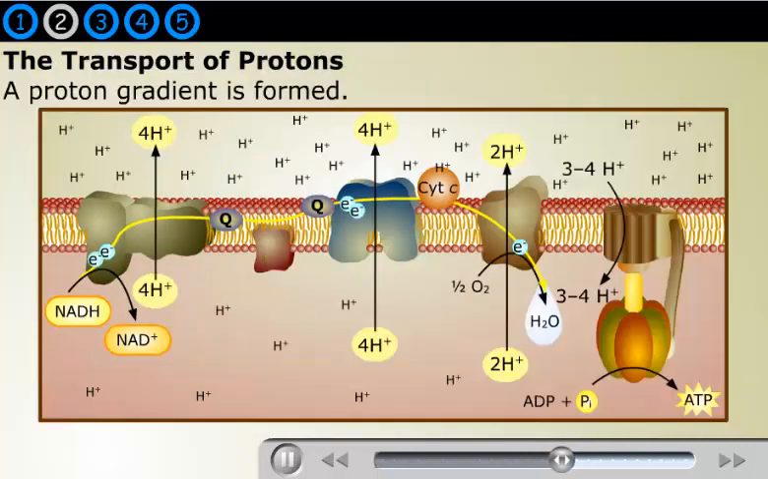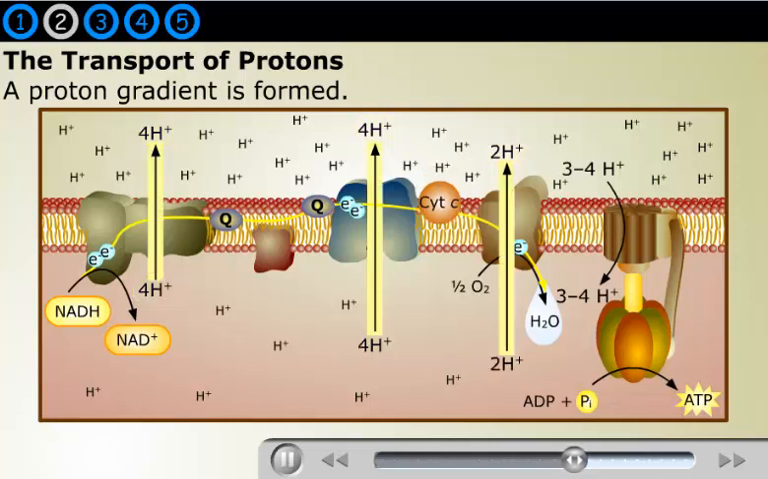The spontaneous flow of electrons through the transport chain is coupled to the movement of protons out of the mitochondrial matrix. The protons are moved from a region of low concentration to a region of high concentration, and this requires the input of energy. Whereas some reactions are driven by the hydrolysis of ATP, the movement of protons out of the matrix is driven by electron transport.